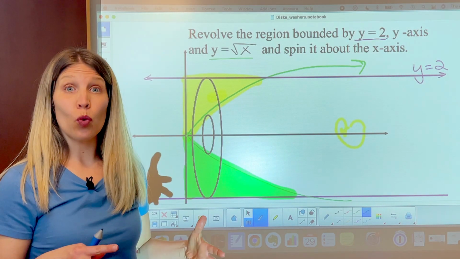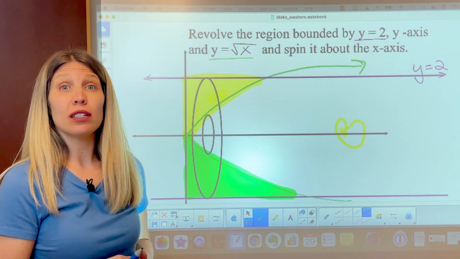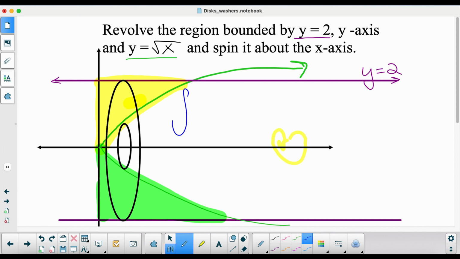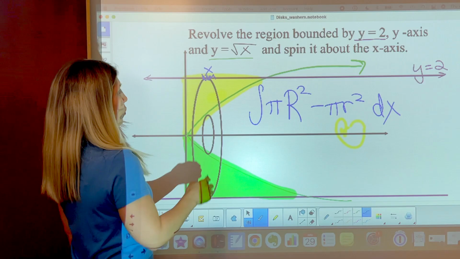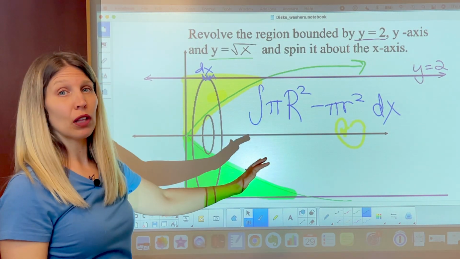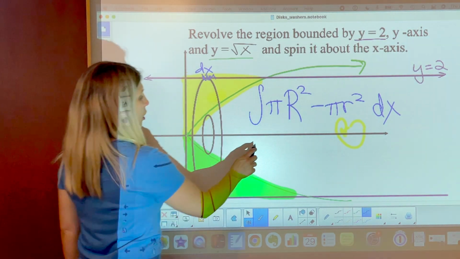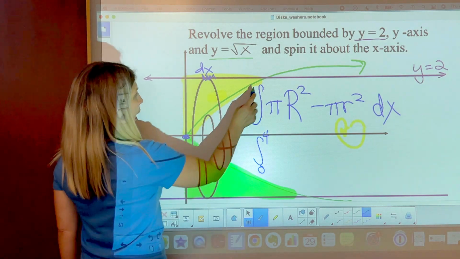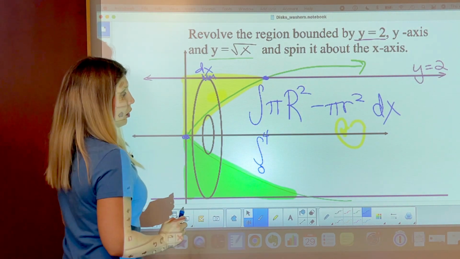So again, for a washer or a donut method, you need to subtract a big circle minus a small circle. So we have the integral pi of my big circle, the area of my big circle, minus my small circle, and then these circles are being stacked against your x-axis, so this is going to be a dx problem. So that means your bounds and everything right needs to be in terms of x. So we're going to integrate from 0 to 4 because it starts when x is 0, and right here where they intersect, our x value is 4.